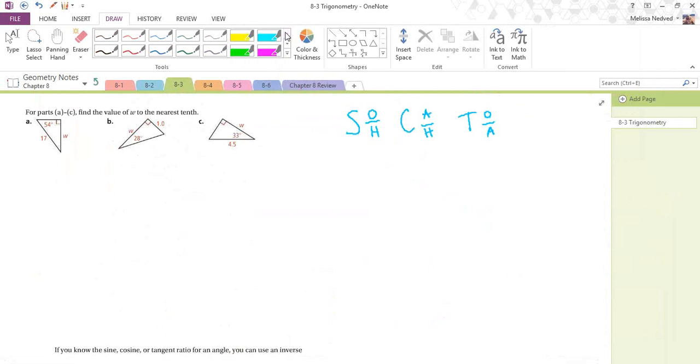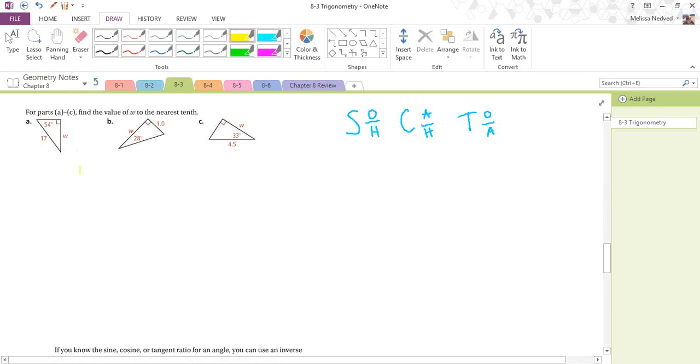Okay, so in this case, W is the side we're looking for. Looking at part A. Now, we're not told, like we were in problem 1, which angle to look at.